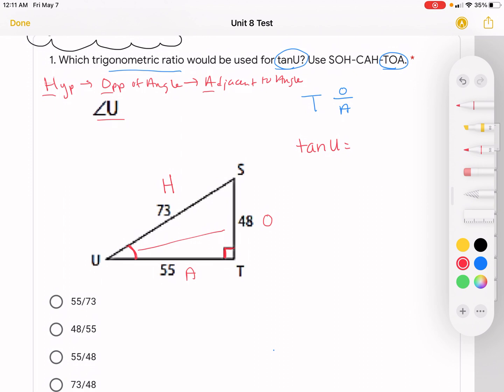Here in the picture, O is next to 48. A is next to 55. So tan U would be 48 over 55.